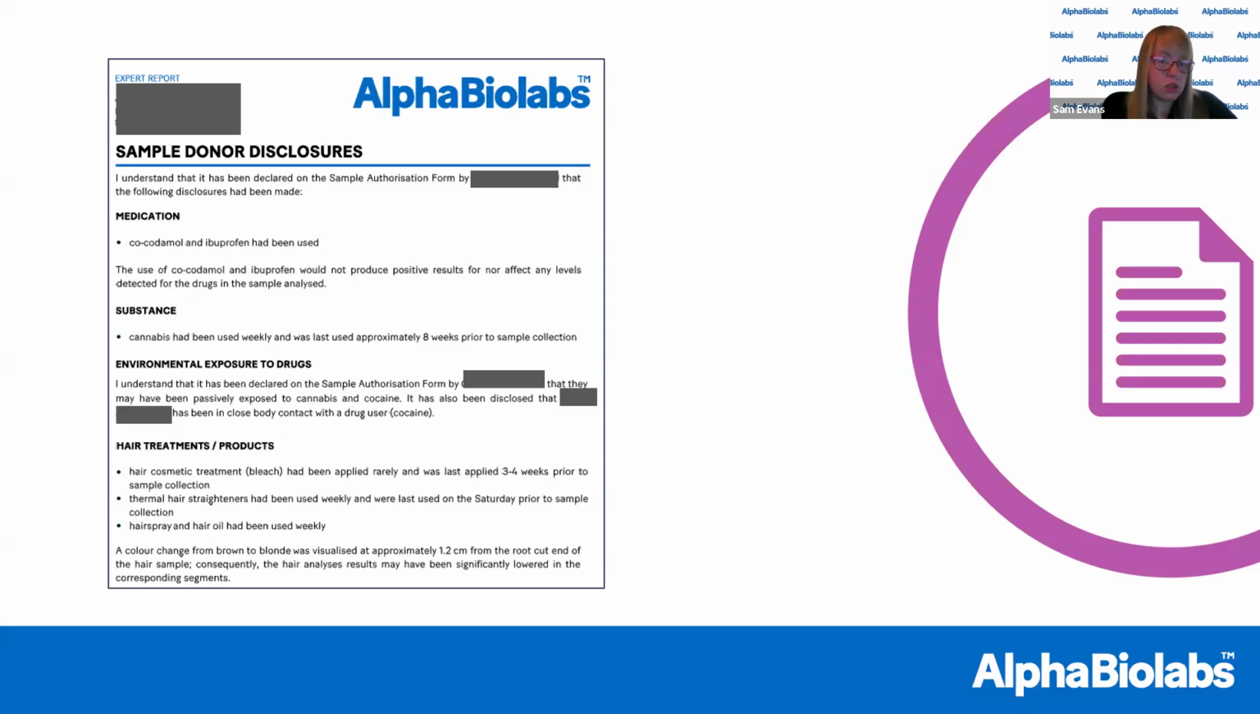Then we have the sample donor disclosure section. These are declarations made by the sample donor at the time of sample collection. They include things like drug use history, prescribed or over-the-counter medications, potential environmental exposure to drugs, and cosmetic hair treatments like dyeing or bleaching. This information is critical when interpreting the results. For example, if environmental exposure is declared, the wash samples are retained for 3 months for testing if requested. And in certain cases, the wash samples can help differentiate between external contamination and systemic cocaine use, for example, by identifying the presence or absence of drug residues on the hair surface, thereby supporting a more robust interpretation of the results.